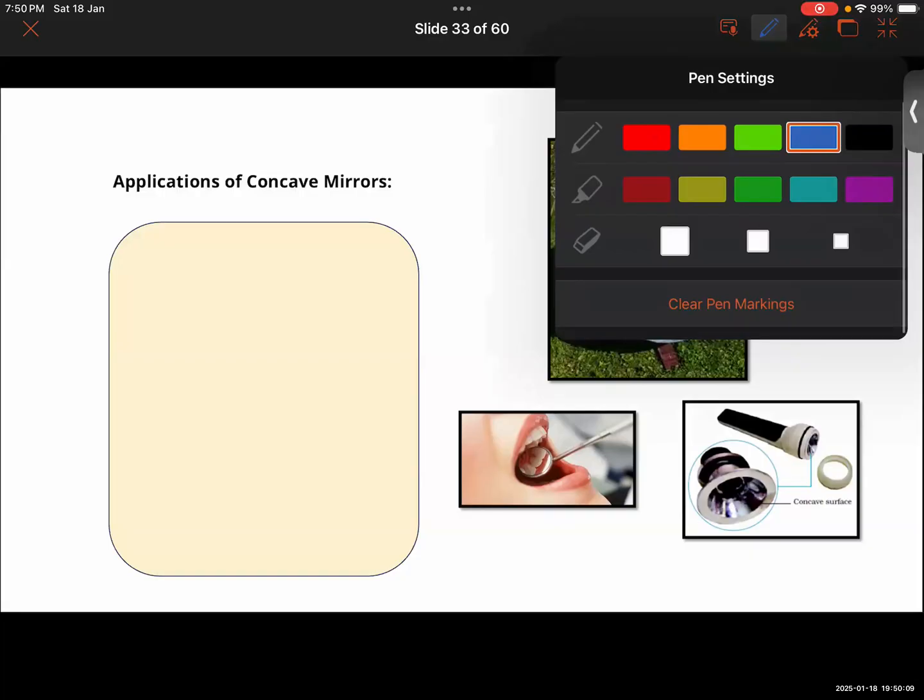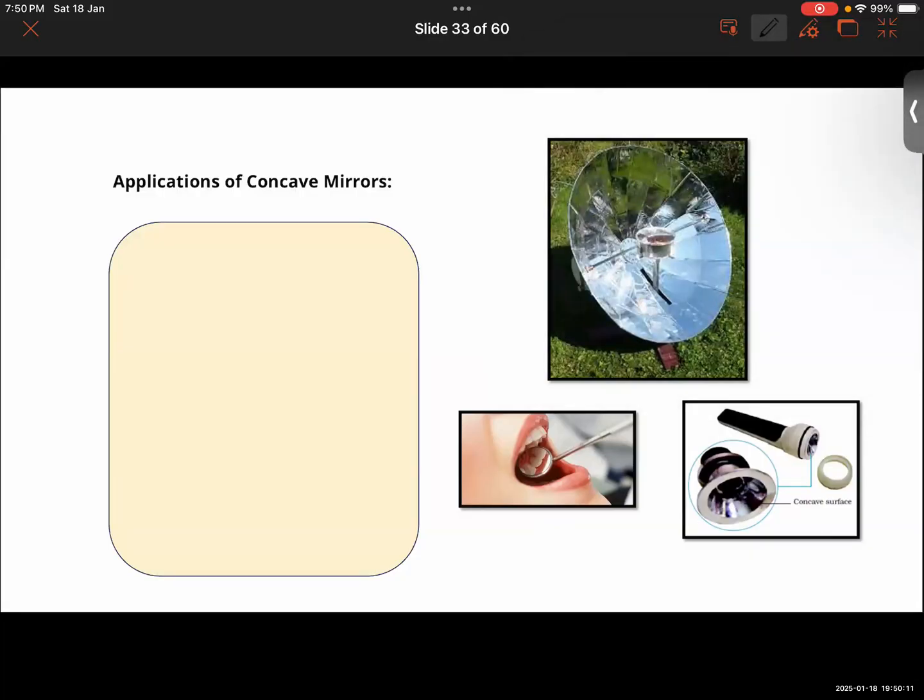Then there are various applications of the concave mirror, right? Some of them we have already discussed earlier. It is used in solar cookers, in telescopes, as a dentist mirror, and in torch lights. These are some of the applications. You also have TV dish antennas, where it is used. So we have the solar cookers.